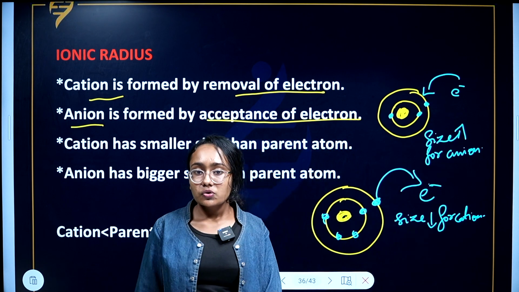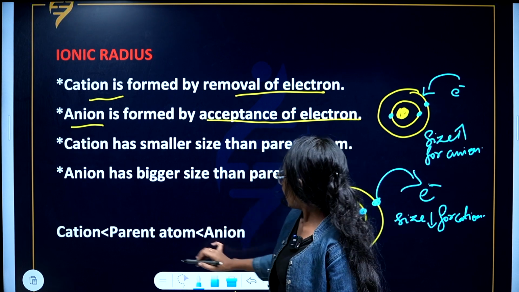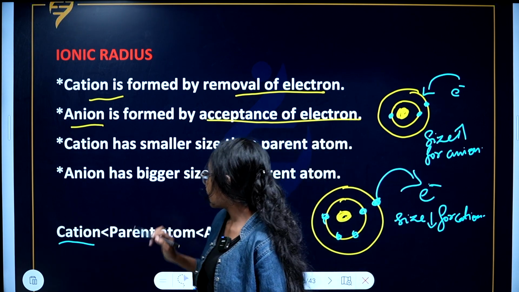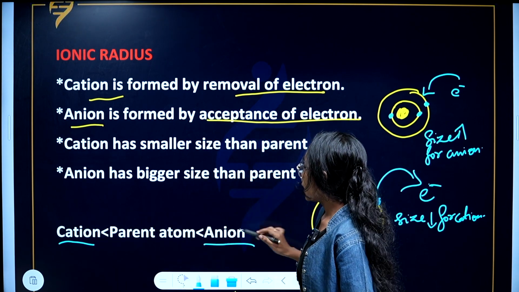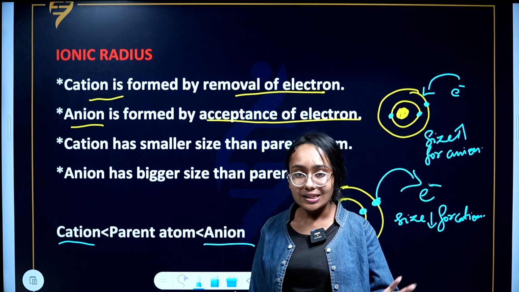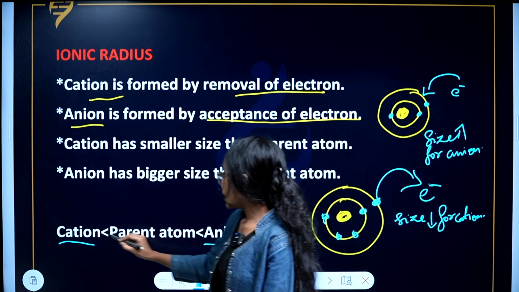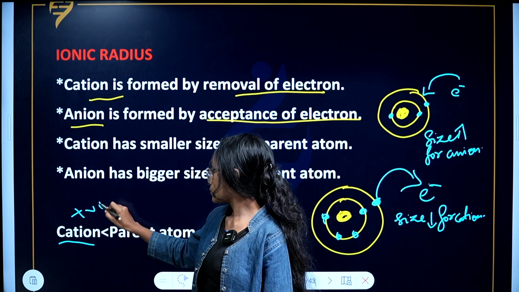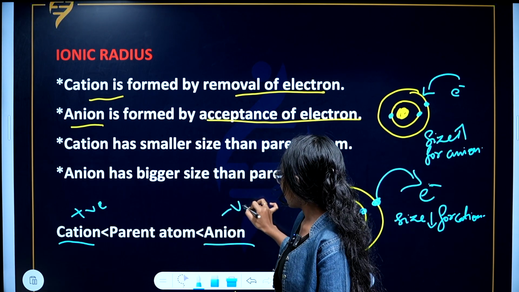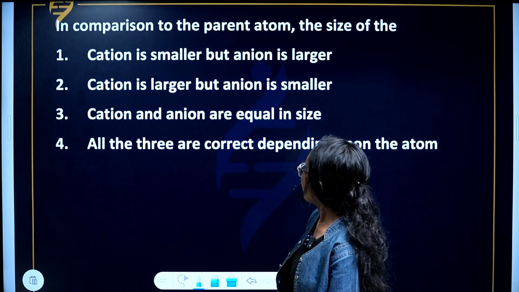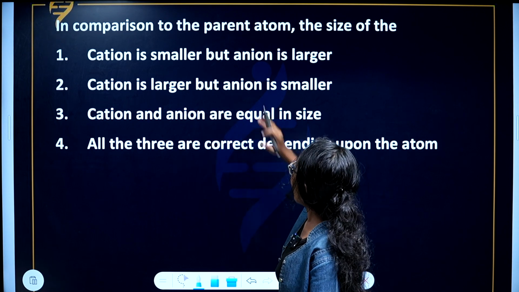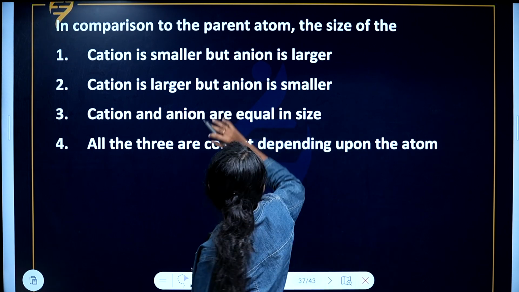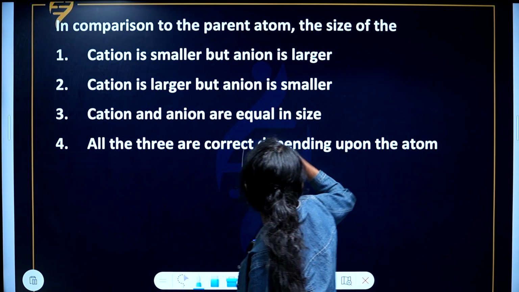Clear? So when comparing the size, the cation has smaller size than the parent atom, anion has larger size than the parent atom. The charge of cation is positive, the charge of anion is negative. Hope it's clear. In comparison to the parent atom, the size of cation is smaller but anion is larger.